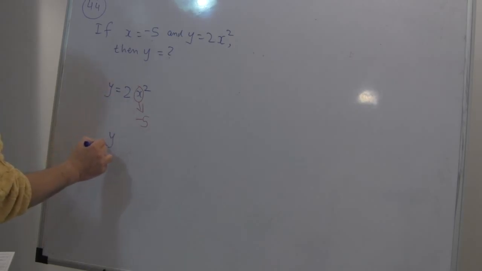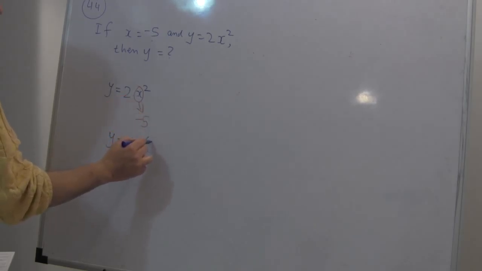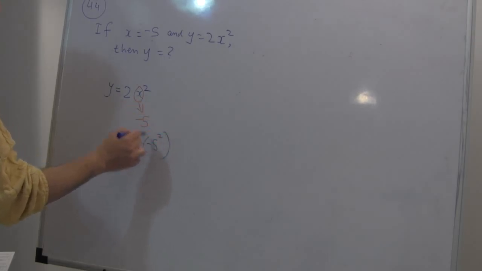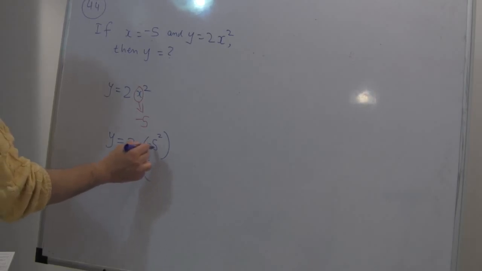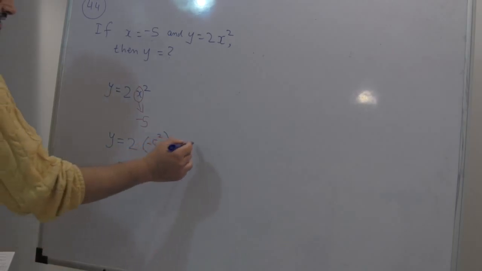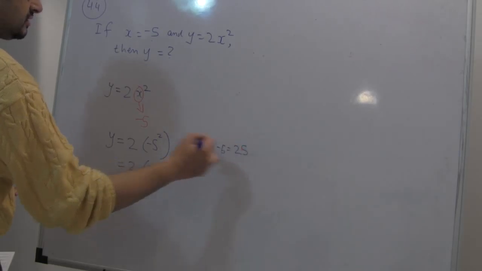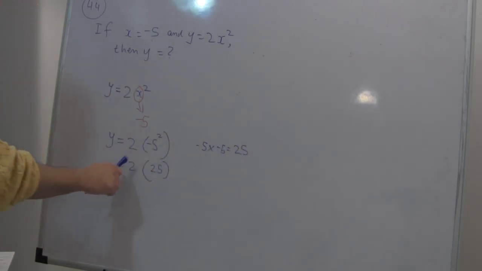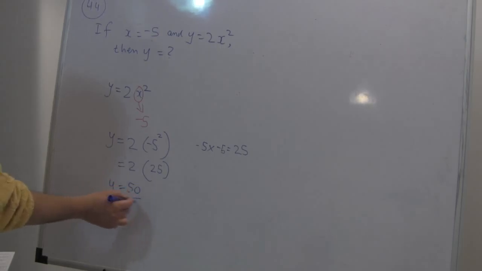So the equation will become y equals 2 times, x is -5, so 2 times -5 square. -5 times -5 equals 25, correct? So that becomes 2 times 25, which is 50. So y equals 50.